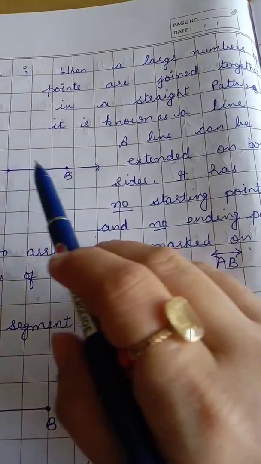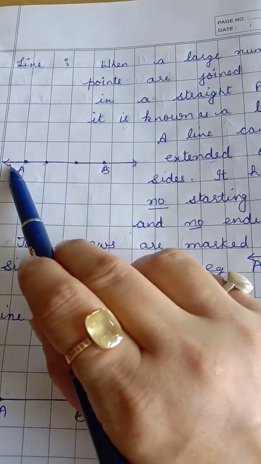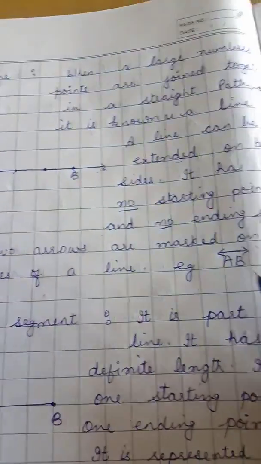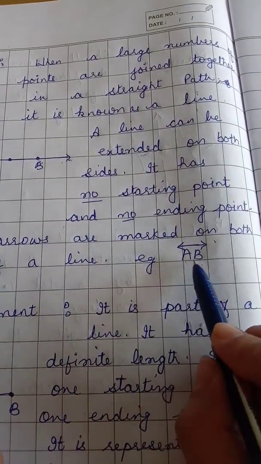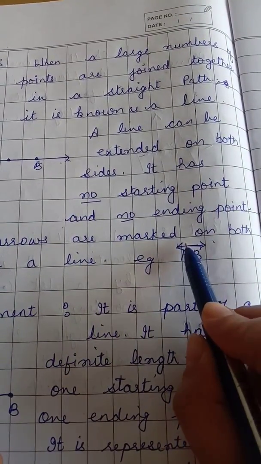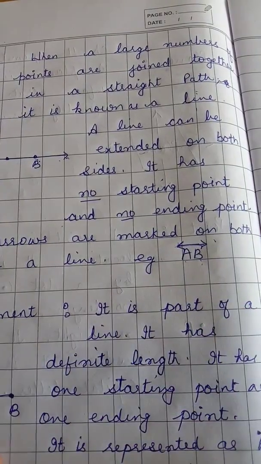It is marked with two arrows on both sides. For example, AB, it is a line. How do we write it? AB, with a line on the head with two arrows.